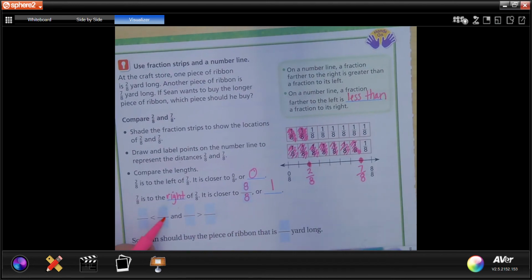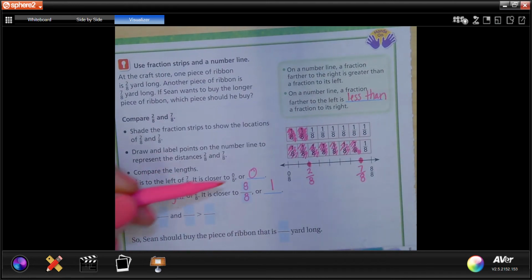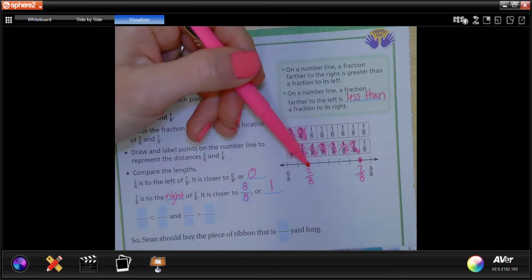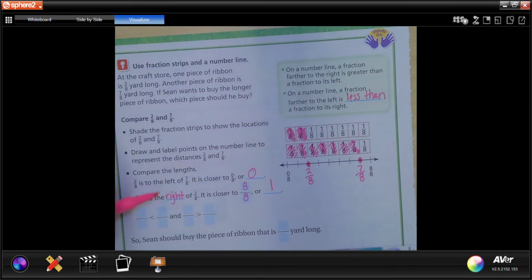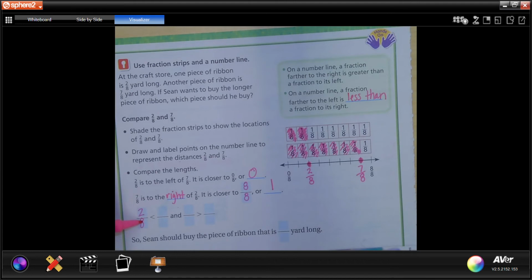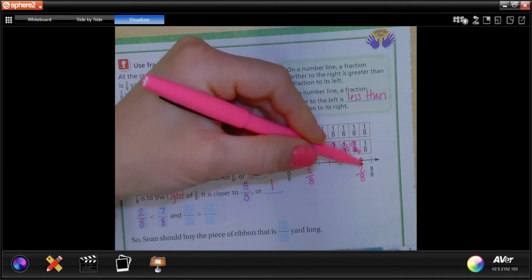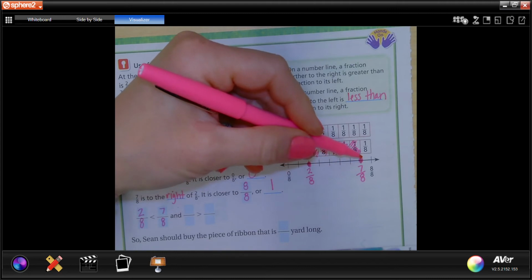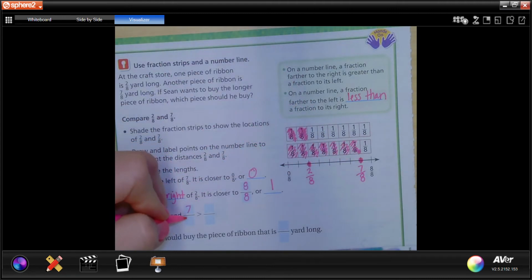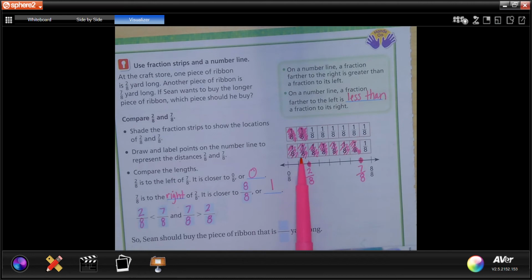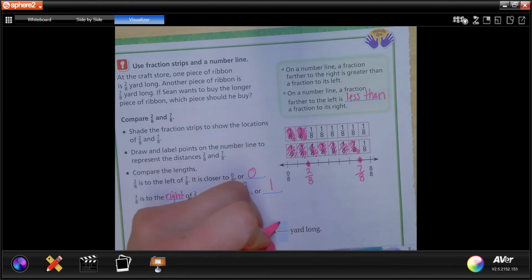So we know that what is less than what? We know that 2/8 is less than 7/8. And 7/8 is greater than 2/8. So Sean should buy the piece of ribbon that is, which one's longer? 7/8.